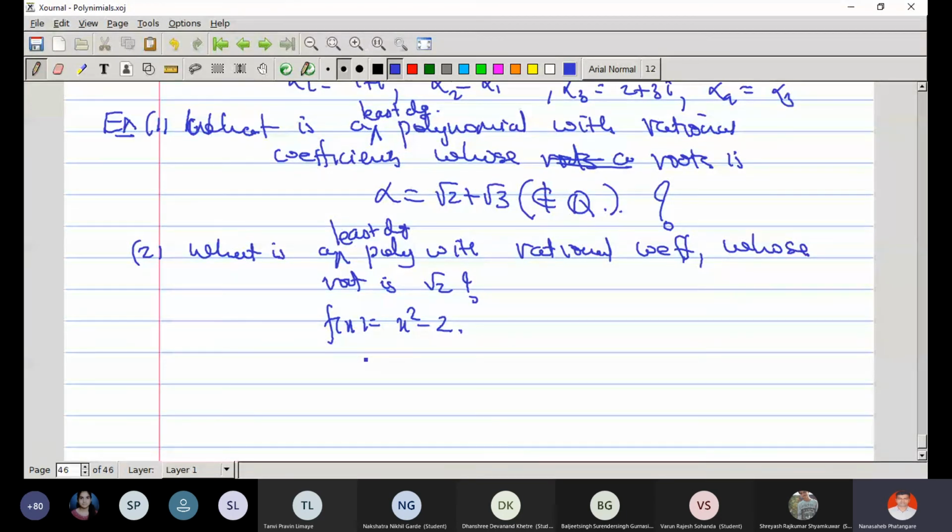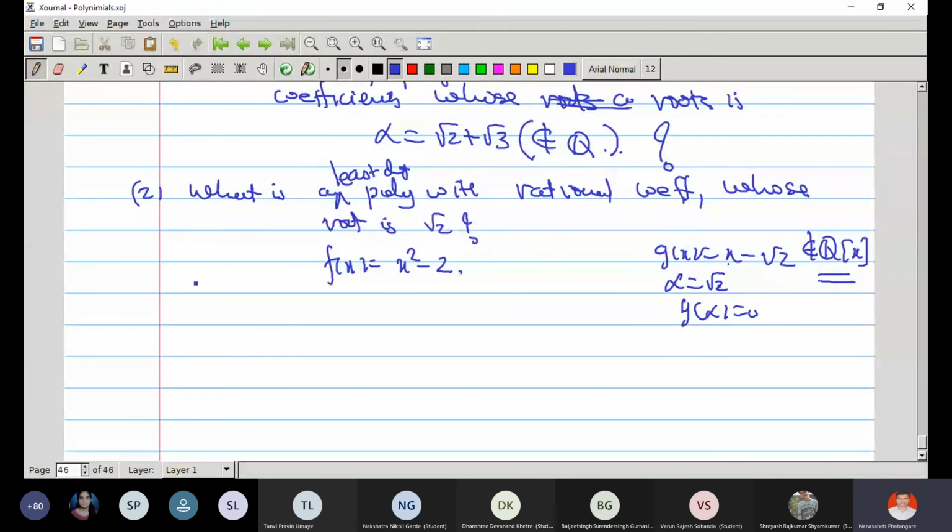Because if you write the polynomial x minus root 2, then alpha is equal to root 2, so g of alpha is 0. So alpha is a root of this polynomial. That means square root of 2 is a root of this polynomial, but this polynomial is not in Q[x]. Coefficients are not rational. We want a polynomial with rational coefficients and its root is square root 2, and therefore the only choice is x square minus 2. Now similarly, I want a polynomial satisfied by root 2 plus root 3 with rational coefficients.